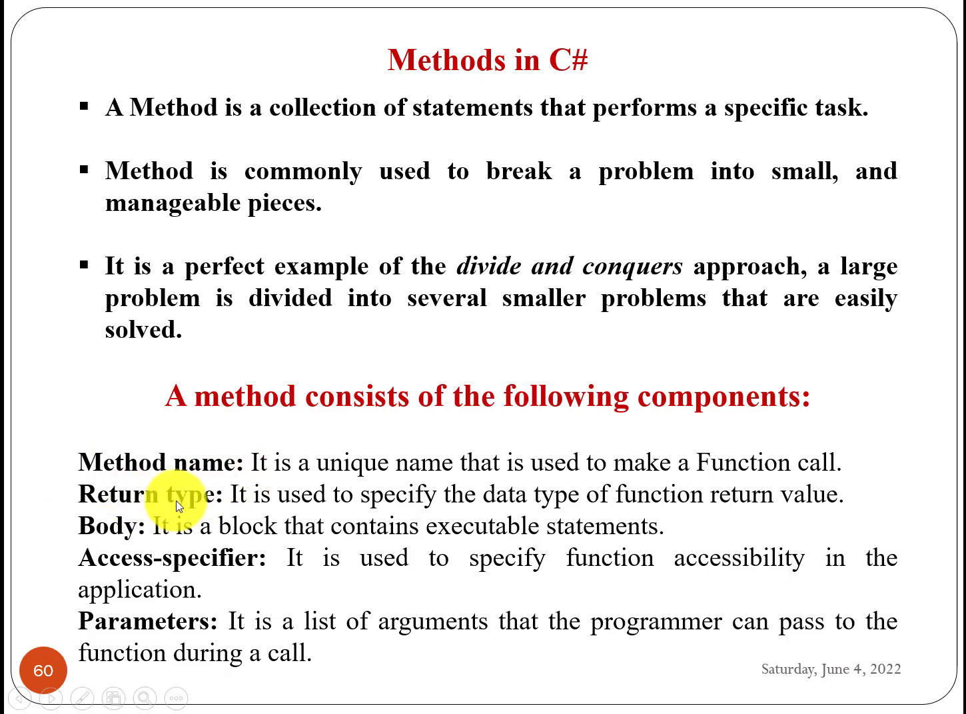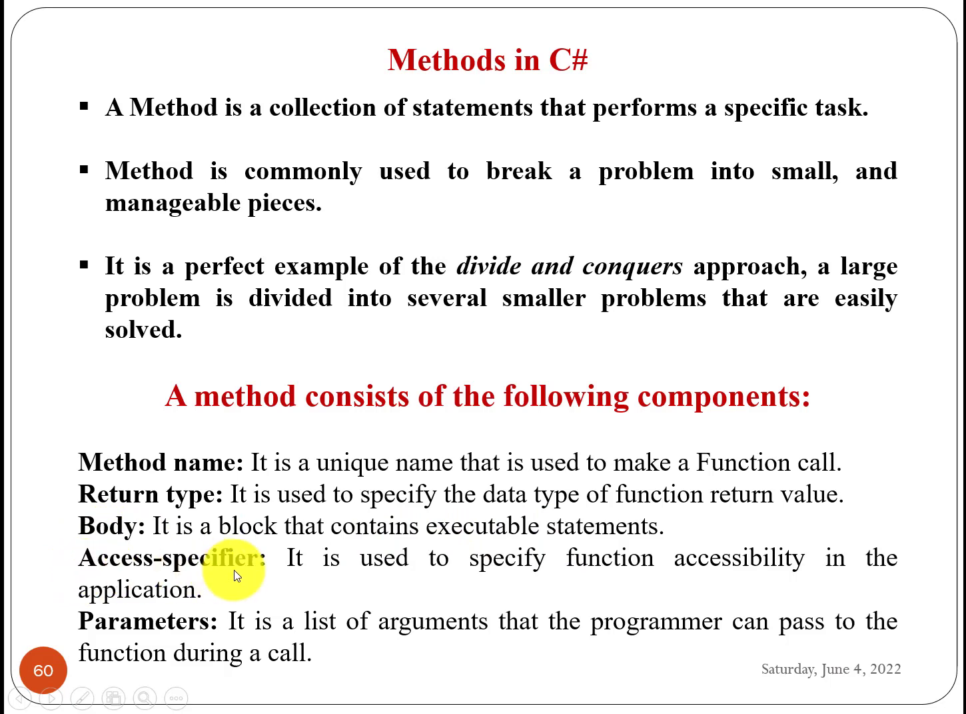Number 2, return type. Which type of value will the method return? It is used to specify the data type of the function's return value. So the return type decides the value which is going to be returned by the method. Number 3, the body. The block of code where the programmer gives the instructions. It is called a block of code or body. It is a block that contains executable statements. The C# statements you will be writing inside it.